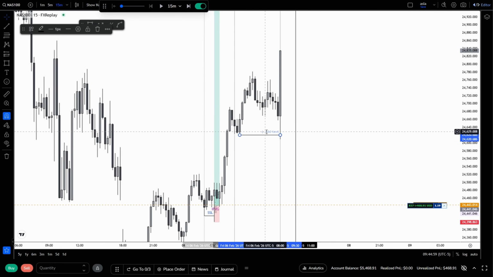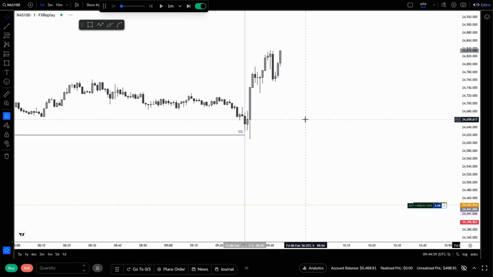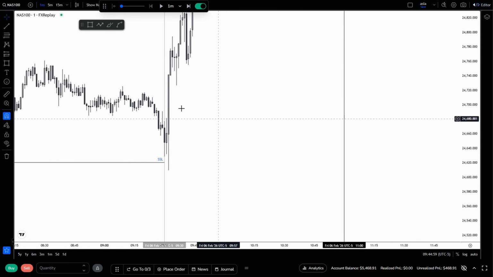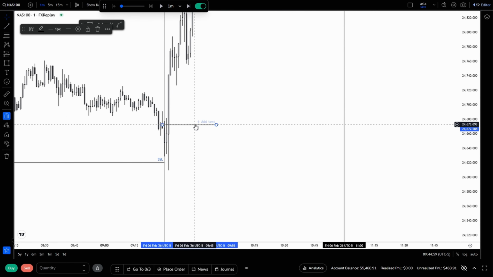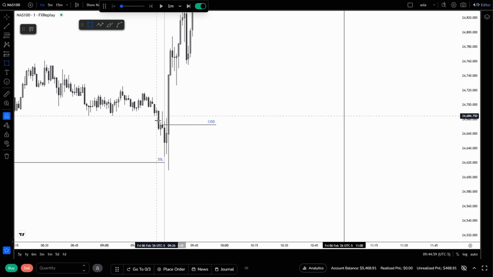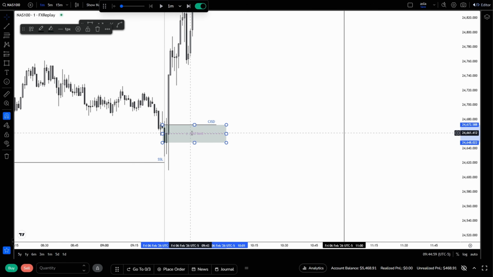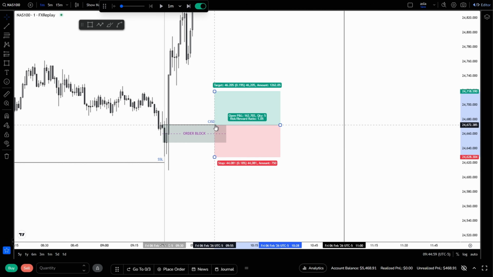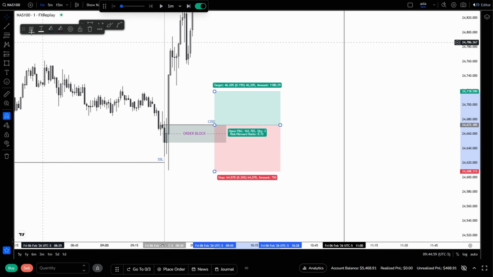Now after that sweep, we drop back down to the 1-minute time frame and look for confirmation again. This time, for the second trade, we are going to use a CISD and an order block for confirmation. Once we get the change in state of delivery, that tells us momentum is shifting back in our favor. Then we identify the order block that forms from that move and use that as our entry point.